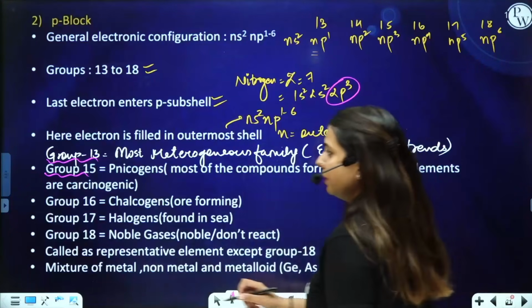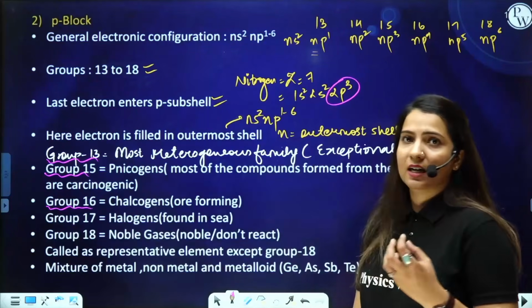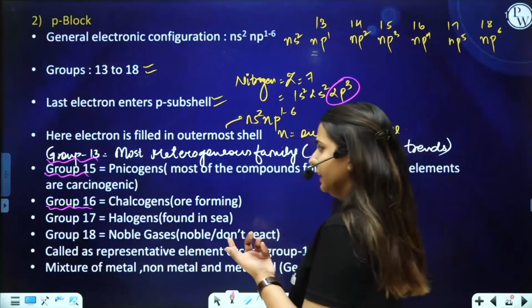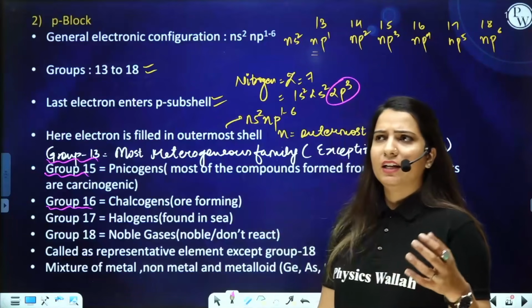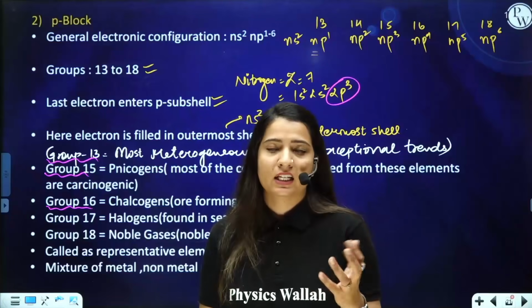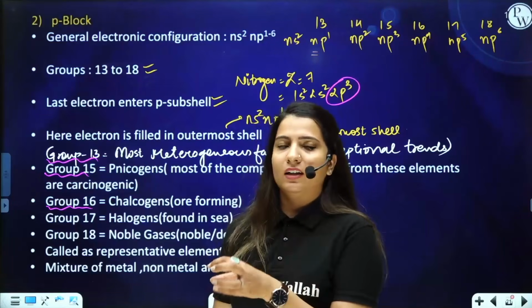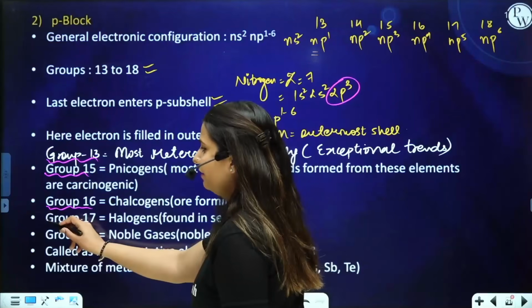After that we have group number 16. Group 16 is the oxygen family, and also called the chalcogens. You know that when you study the chapter metallurgy, there are a number of ores which are oxide ores and sulfide ores. So they are combinedly called the chalcogens, right? After that we have group 17, which is the halogens.